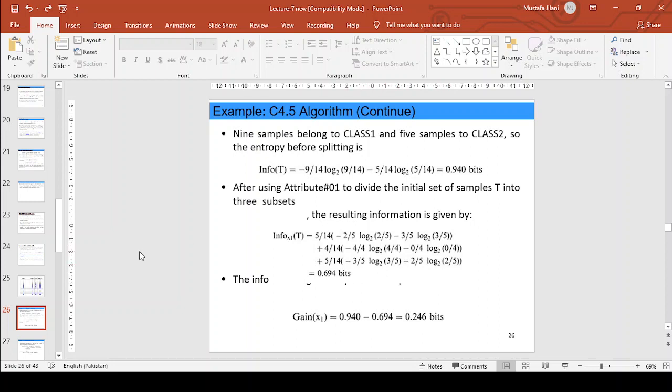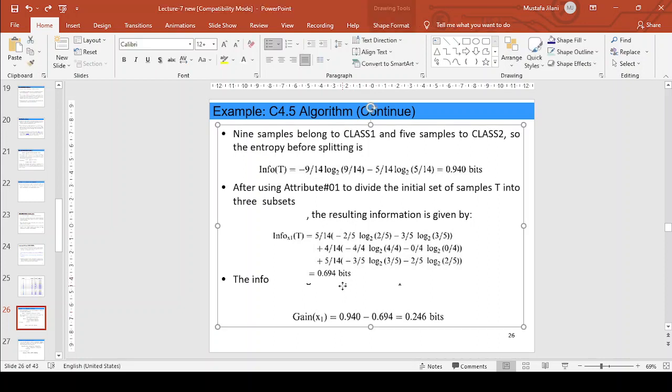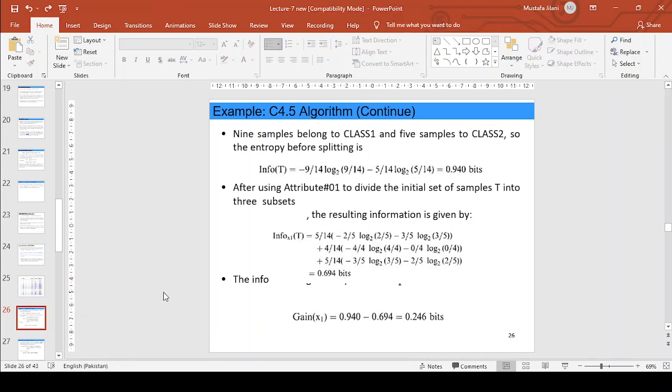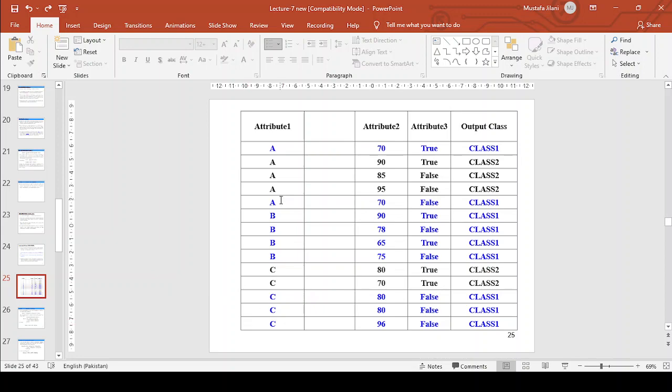So the information contained when T1 is used is 6.694 bits. The lower the value, the higher the gain. So this is the total information or knowledge contained in the whole data set, and this is the entropy. This gives us the gain value. The higher the gain value, the higher the chances for that variable to be at the parent node. So you simply have to count and see how many belong to each category.